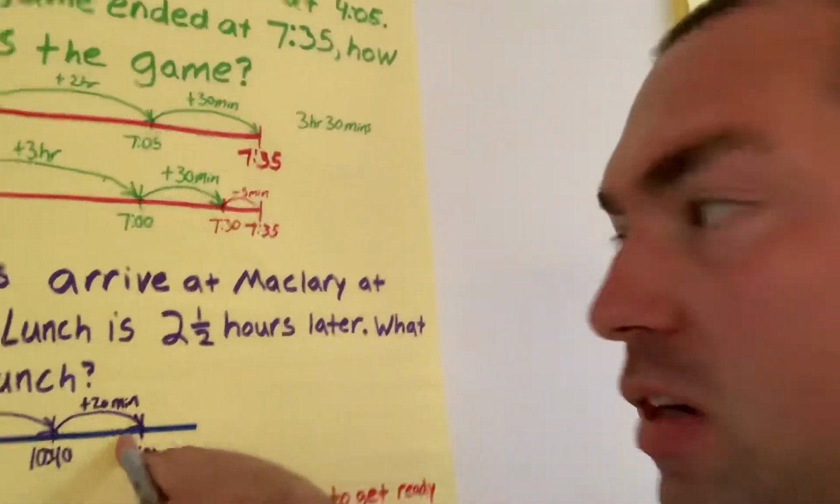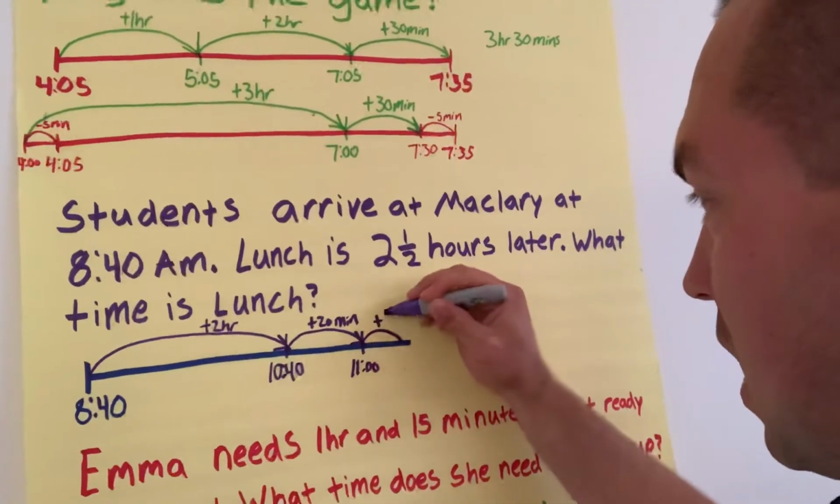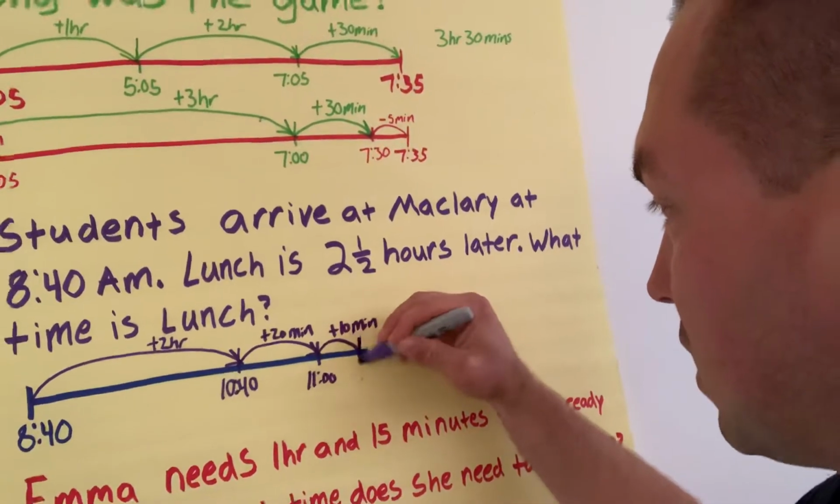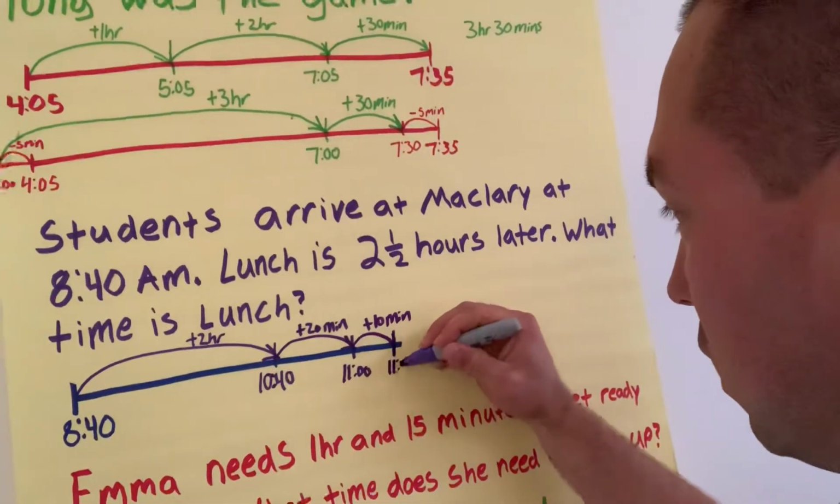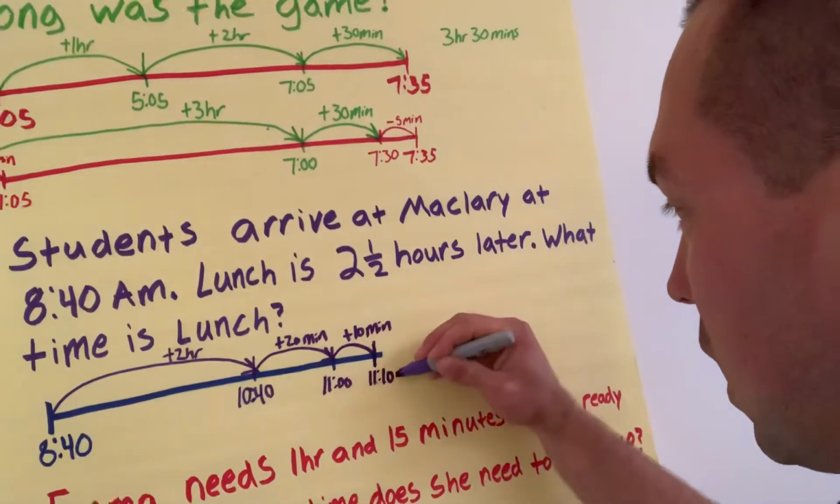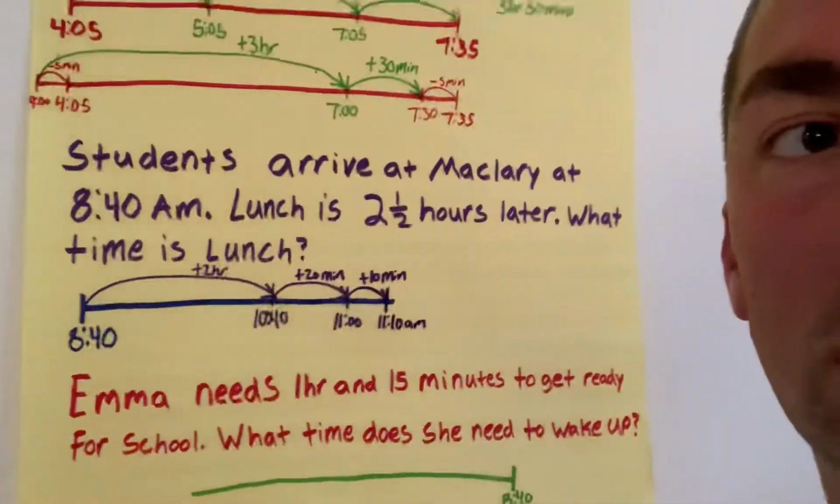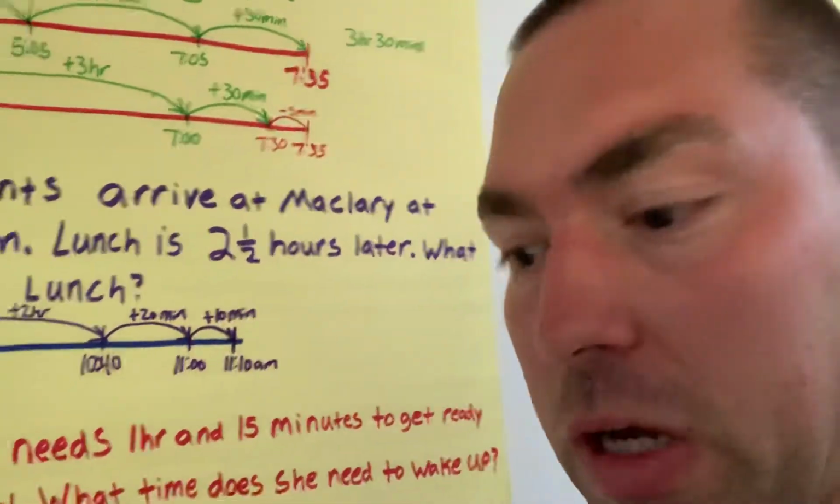So now all I need to do is add an additional 10 minutes here, plus 10 min. So my 10 minutes, that's going to get me to my landing spot of 11:10 a.m. Boom. So just by doing those couple little jumps, it makes it pretty easy for me to figure out the landing point here.